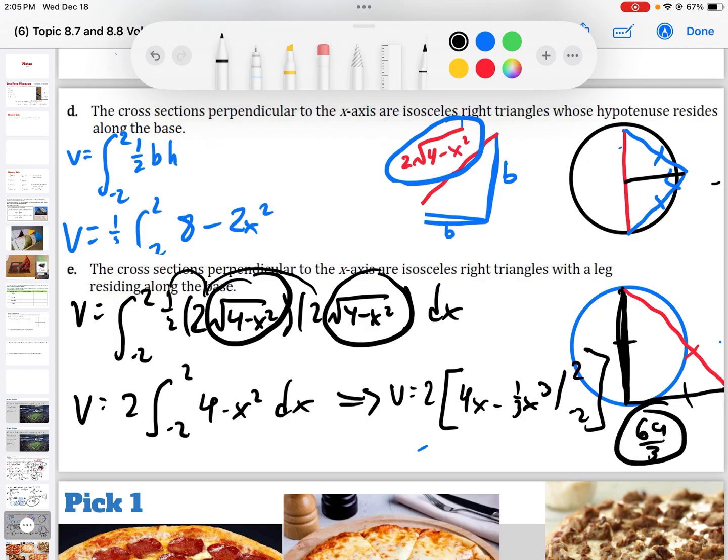All right, so that's it for this. The key is it's always the volume is equal to the integration from a to b, wherever the shape of the base, the shaded part like this, starts and stops from x to x, and then it's the area of whatever shape they're telling you to do. Then you just integrate it.